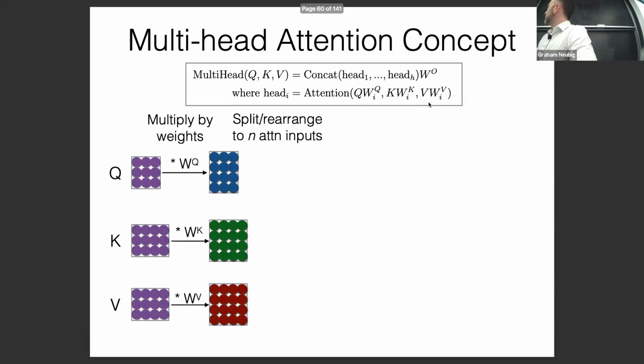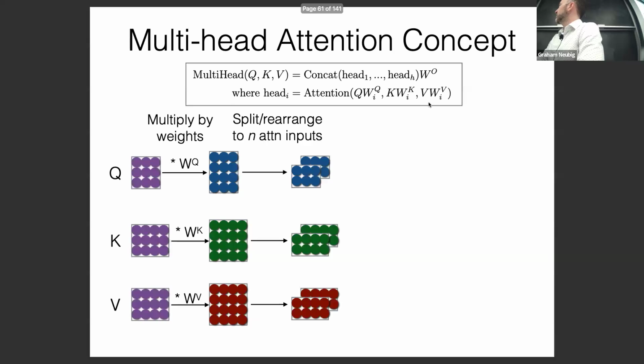Then the next thing that we do is we split and rearrange these into n attention inputs. The way we do this is we split these up like this. So we have 1, 2, 3, 4. We split them up into 2 of them of size 2. So this is the case where you have 2 attention heads, and each attention head has a vector of size 2. In reality, usually your vector will be sized like 512 or 1024, and then you'll have 8 attention heads or something like this, or much more if you have a larger model. But here I'm just doing a simple example for illustrative purposes.